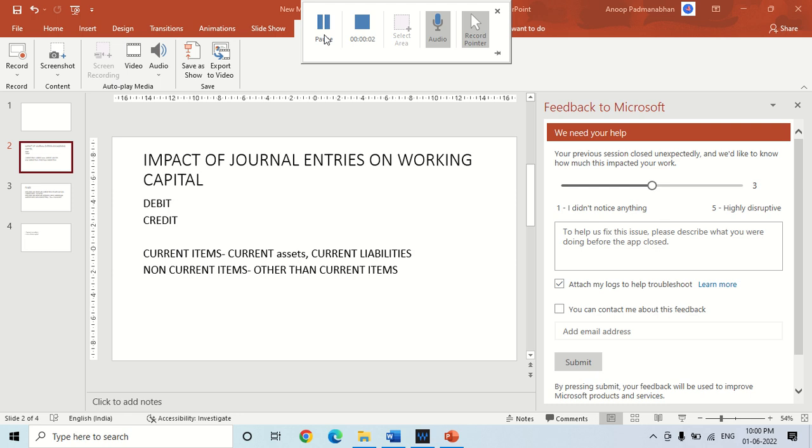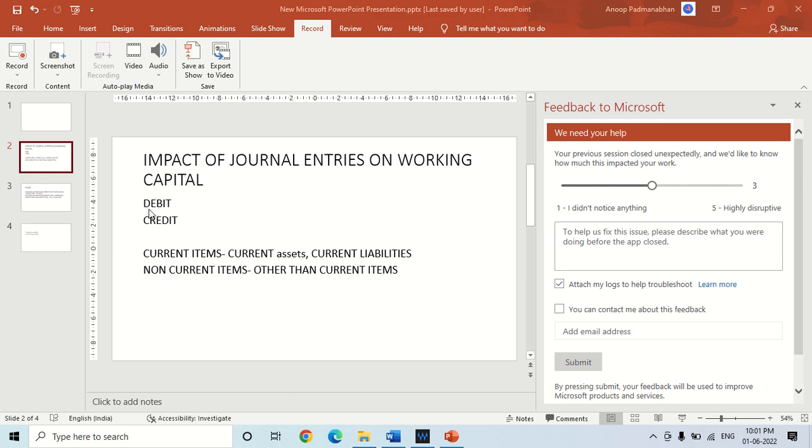Today, we are going to learn the impact of journal entries on the working capital. Every journal entry will have two components called debit and credit. When we check the impact of journal entries on the working capital, we have to check these two components. These two components can fall under current items or non-current items.